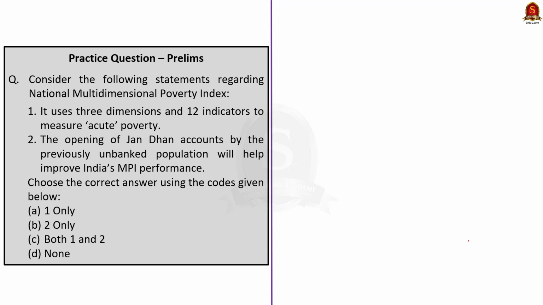Look at this question. Consider the following statements regarding National Multidimensional Poverty Index. First statement is it uses 3 dimensions and 12 indicators to measure acute poverty. This statement is correct. It has 3 dimensions including education, health, and standard of living. The second statement is the opening of Jan Dhan accounts by the previously unbanked population will help to improve India's MPI performance. This statement is also correct. The ownership of a bank account or a post office account is the key to financial inclusion of the unbanked households. So both the statements are correct. So the answer is option C.